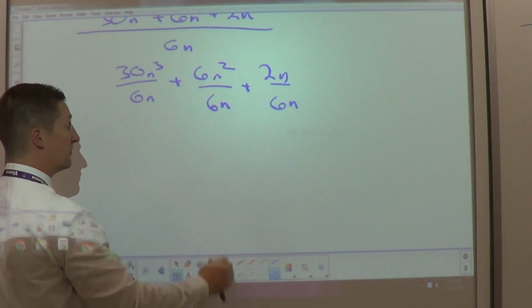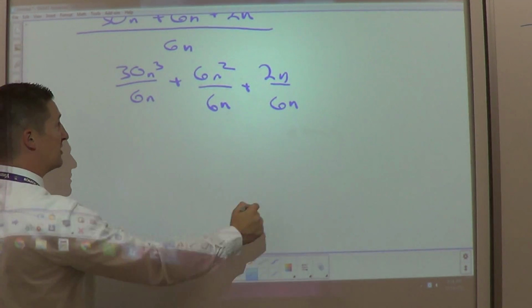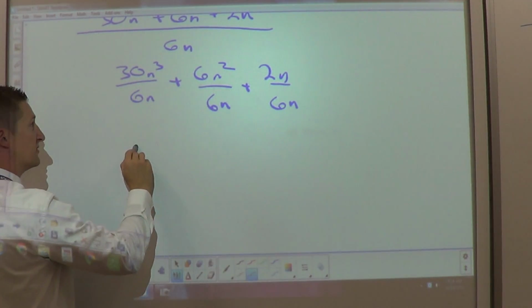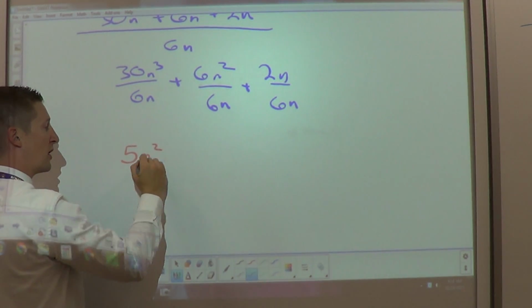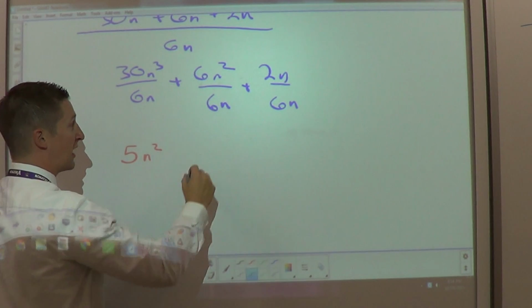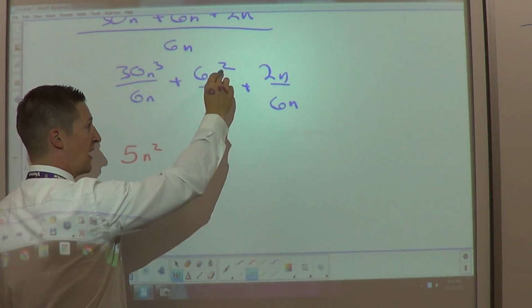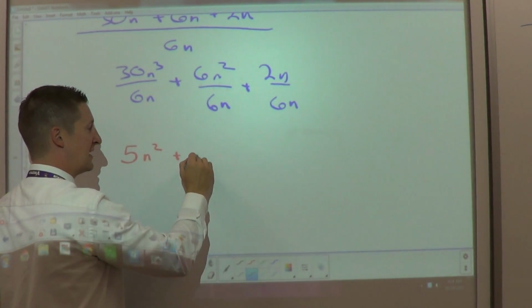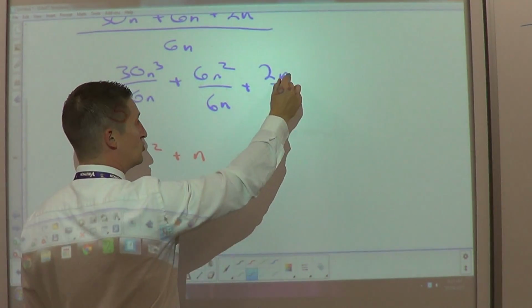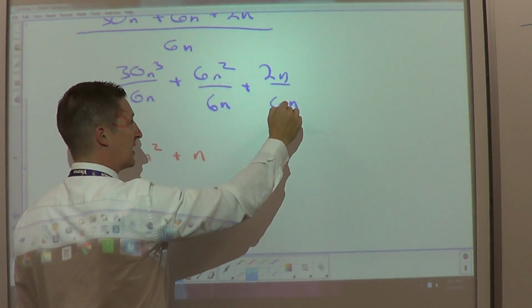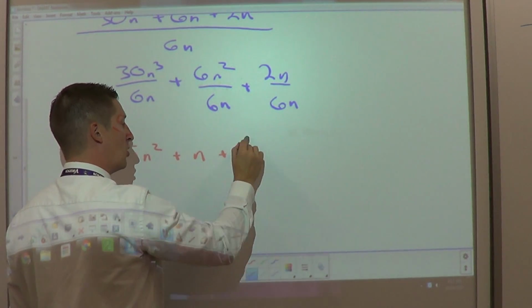Now when I divide each individual term, I get to simplify each expression. 30 divided by 6 is 5. N cubed divided by n to the first will be n squared. So there's my first term. The next one, 6 divided by 6 will be 1. N squared divided by n will be n. So 5n squared plus n so far. And the last one, 2n divided by 6n. Well, the n's will cancel, and 2 divided by 6 would be 1/3.